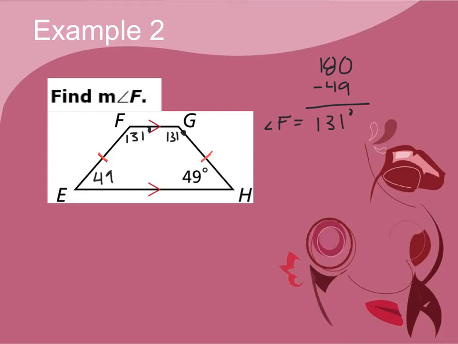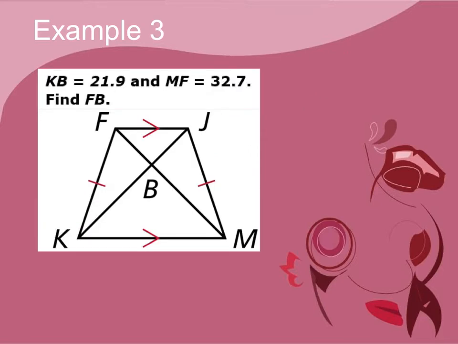Okay, ready for example 3? So KB is 21.9 and MF is 32.7. Find FB. So this long one here is 32.7, and this short one is 21.9.